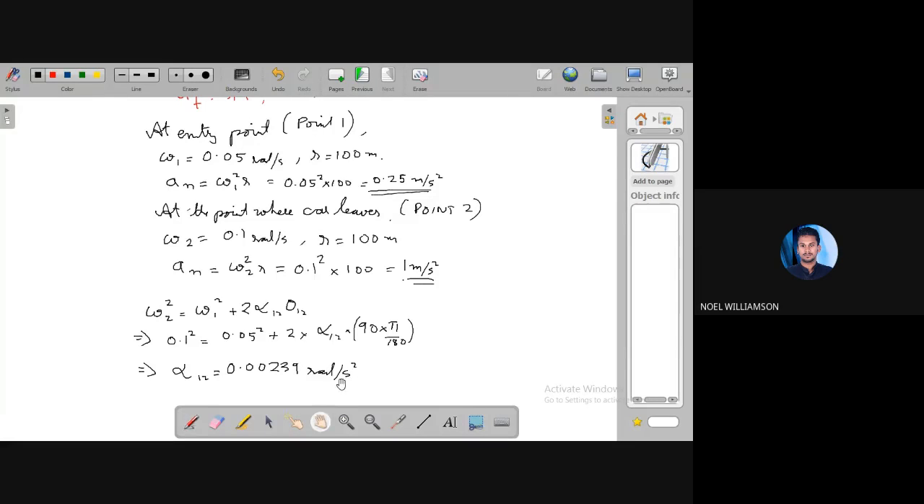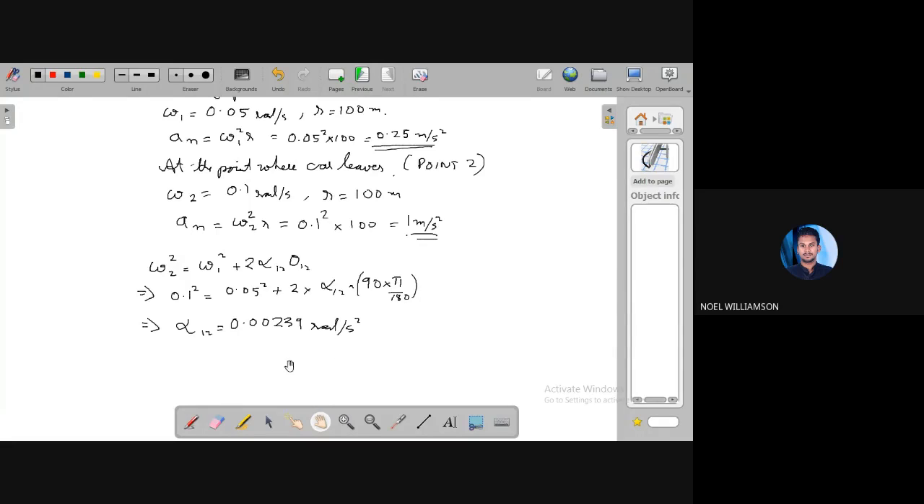Now using this you can find the value of at, which is R into alpha 1 2, that is 100 into 0.00239, which is equal to 0.239 meter per second square.